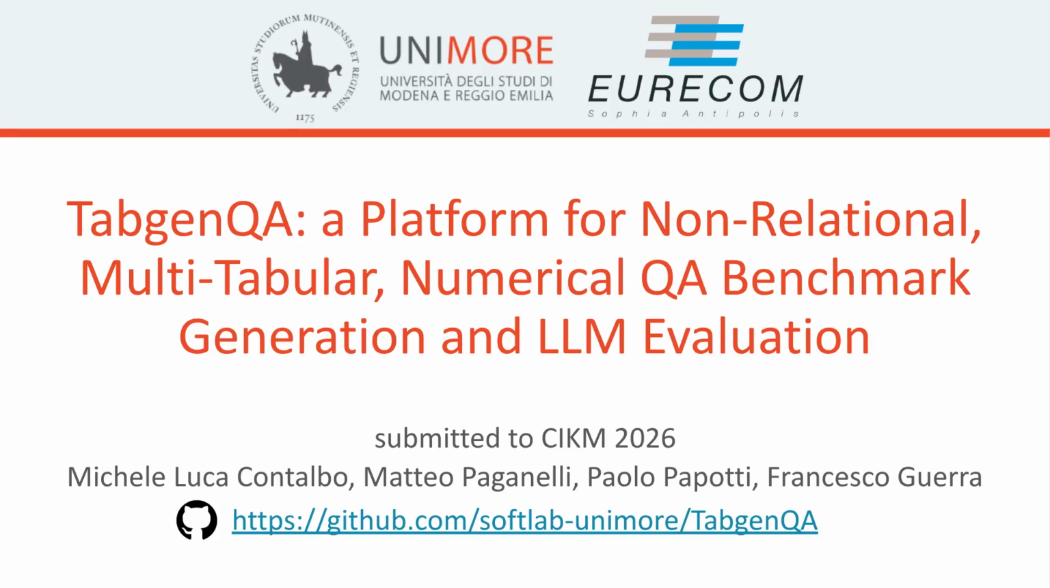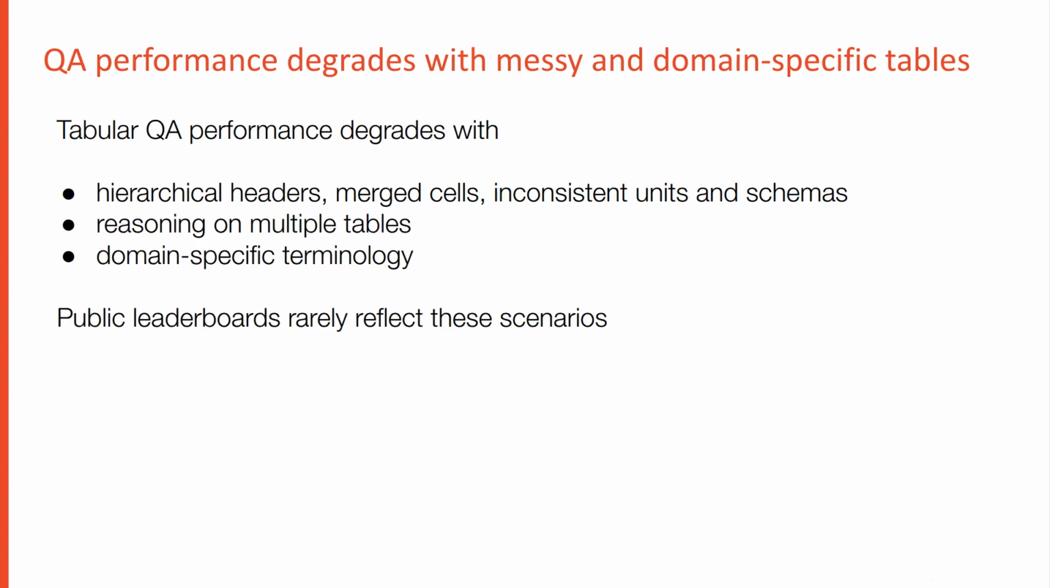Hi, this video will present TabgenQA, a platform to generate non-relational, multi-tabular, numerical question answering benchmarks and evaluate large language models on them. Tabular question answering performance degrades with hierarchical headers, inconsistent units, and schemas, as well as when reasoning on multiple tables and multiple domains. Public leaderboards rarely reflect these scenarios.